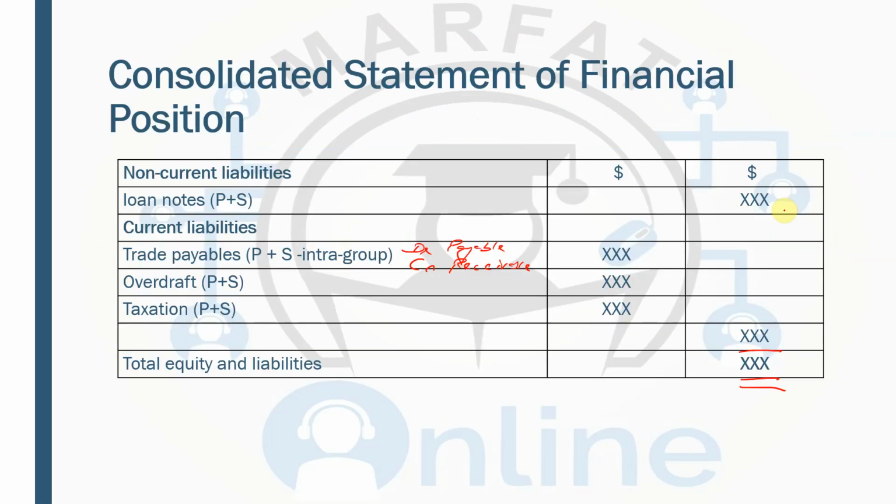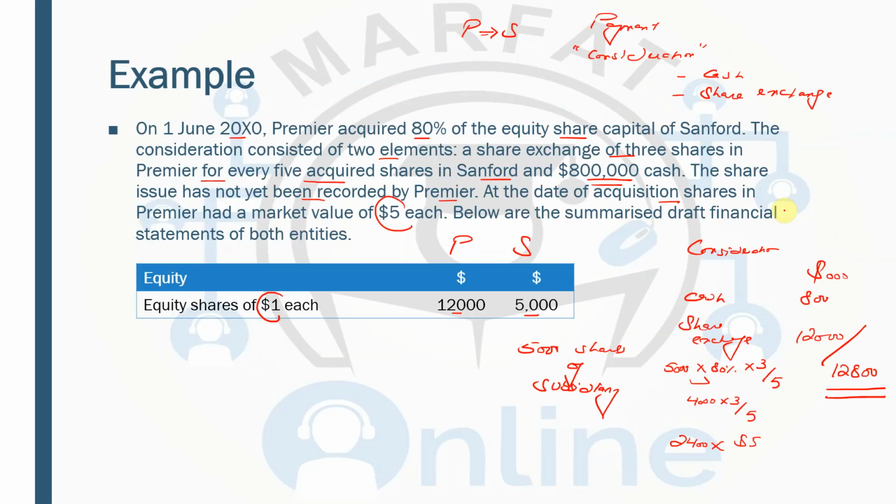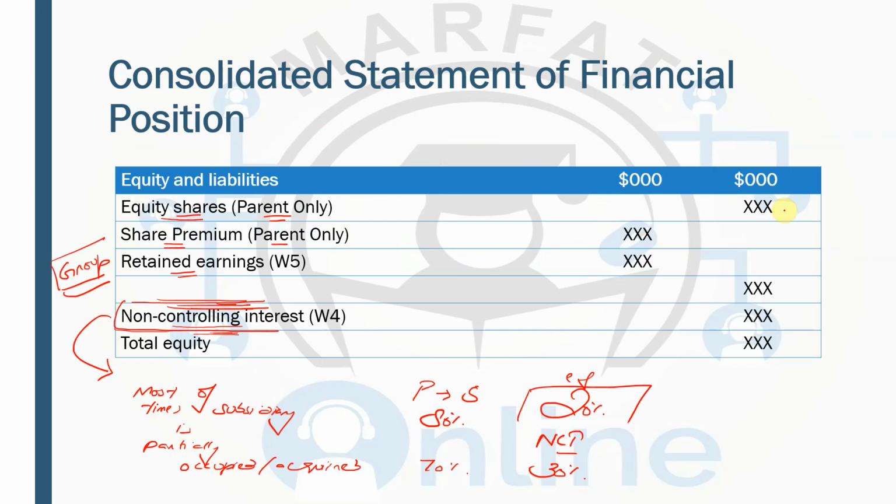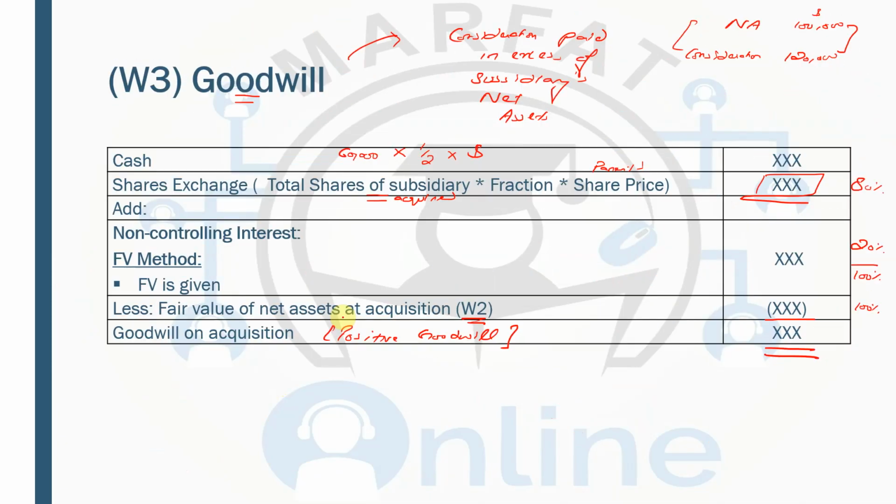Let me show you again where it was. So this is the non-controlling interest, and I told you that this is what the parent has not acquired, the non-controlling interest.